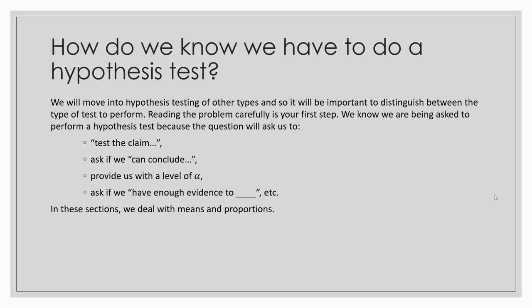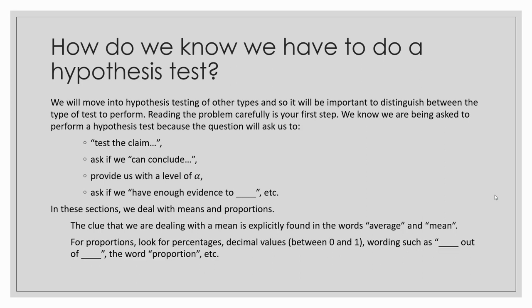So how do you know you're dealing with a mean? What you look for are the words average and mean. For proportions, we look more explicitly for percentages, decimals between 0 and 1, wording such as "blank out of blank," and certainly the word proportion. These are good indications. So make sure you get in the habit of determining, number one, do we have a hypothesis test? And number two, which case is it? Is it means or proportions? And then how do you know?